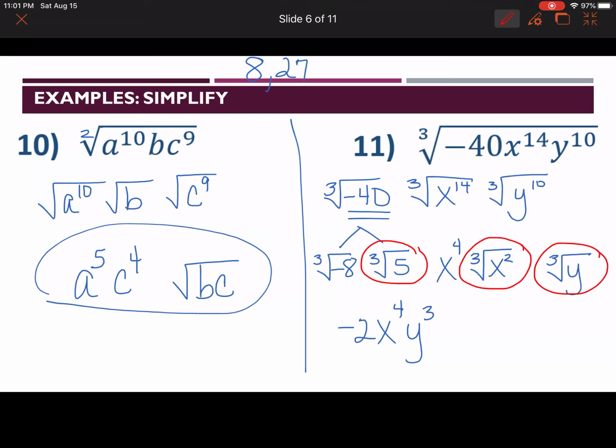Now the 3 things that I have circled, they all come together. So I'm going to make 1 radical. And underneath that radical, I have a 5, I have x squared, and I have y to the first. The even, odd principle would not apply here because we did not start with an even index. We started out with 3, and 3 is not even.